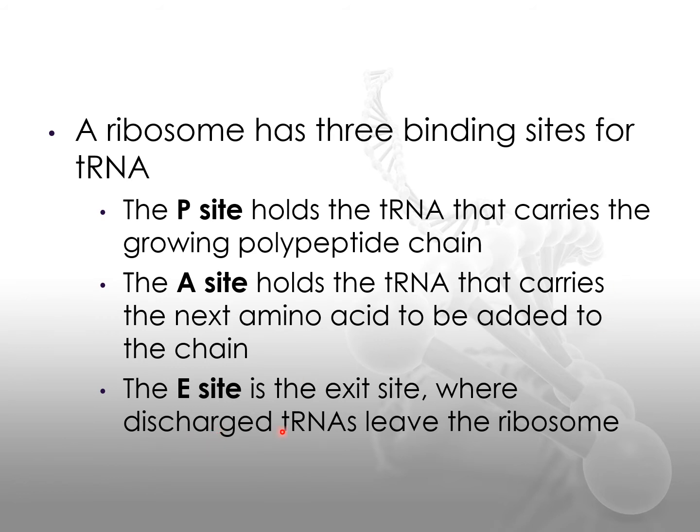And then the E site can be considered the exit site. Eventually, the amino acid will be removed from the transfer RNA, and then it'll be an uncharged transfer RNA. The uncharged transfer RNA ends up in the E site, where it's going to exit the whole system, and then, of course, become recharged.